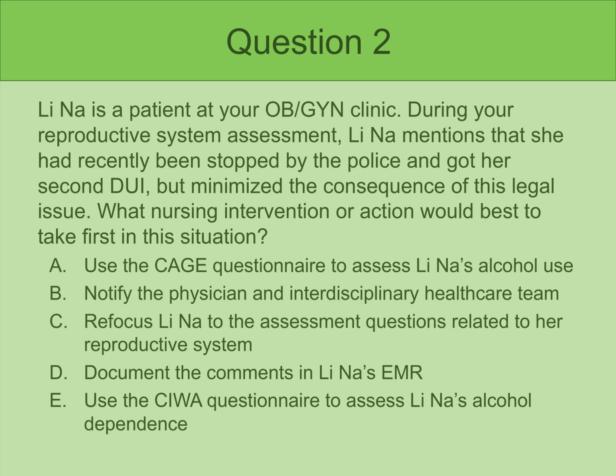A, use the CAGE questionnaire to assess Lena's alcohol use. B, notify the physician and the interdisciplinary healthcare team. C, refocus Lena to the assessment questions related to her reproductive system. D, document these comments in Lena's EMR, her electronic medical record. E, use the CWA questionnaire to assess Lena's alcohol dependence.